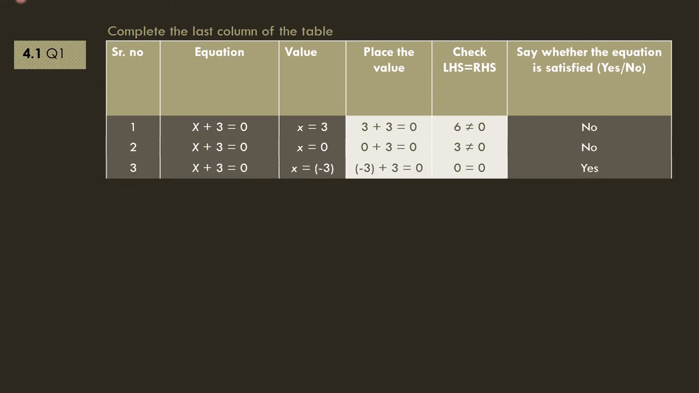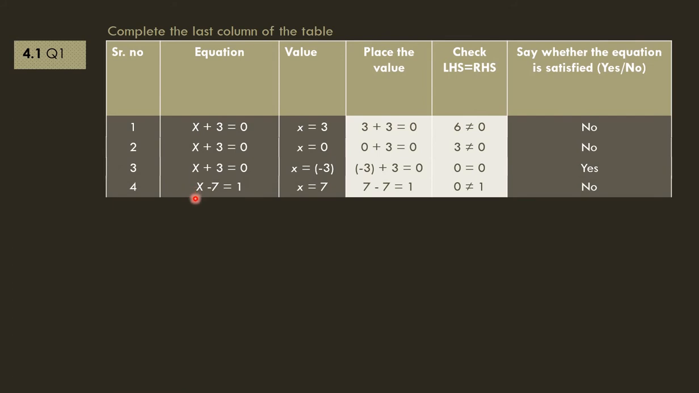The same way I'm going to solve the third equation, in that the equation is the same, that is x plus 3 is equal to 0. But the value of x is different, that is minus 3. I'm going to write this minus 3 in the place of x. So it will become minus 3 plus 3. So the LHS answer I'm getting is 0. Minus 3 plus 3 is 0. So LHS is equal to RHS. That's why I can see that the equation is satisfied with the given value of x, minus 3. So I'm going to write yes in the last column.